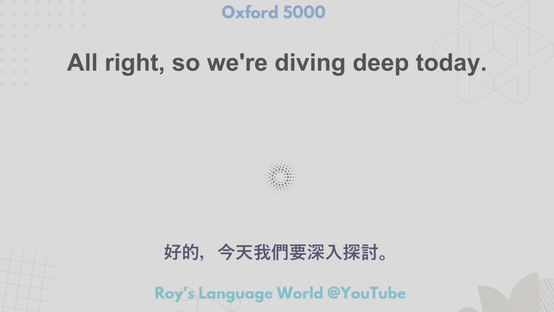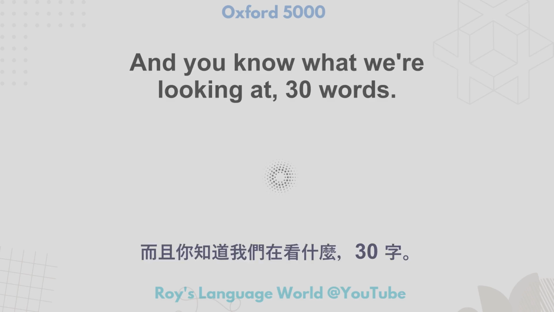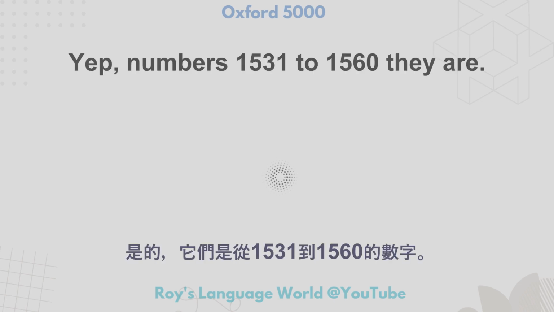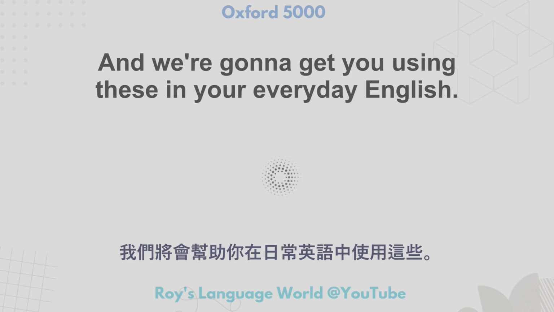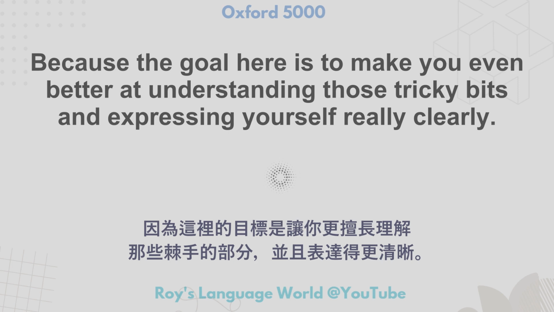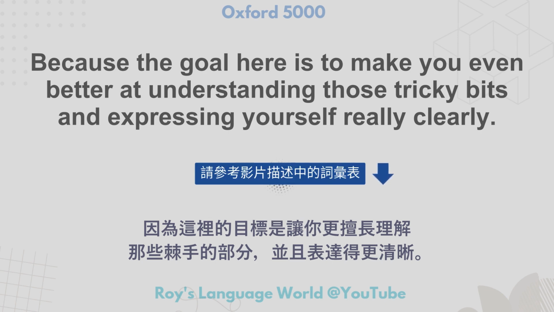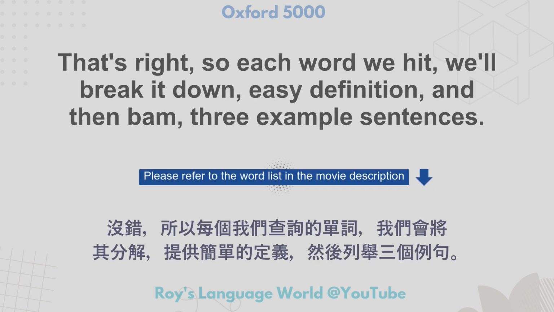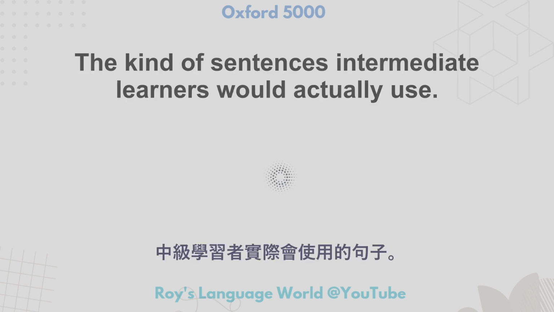All right, so we're diving deep today, and you know what we're looking at. 30 words. From the Oxford 5000, no less. Yep, numbers 1531 to 1560 they are, and we're going to get you using these in your everyday English. Because the goal here is to make you even better at understanding those tricky bits and expressing yourself really clearly. That's right. So each word we hit, we'll break it down, easy definition, and then three example sentences. The kind of sentences intermediate learners would actually use.